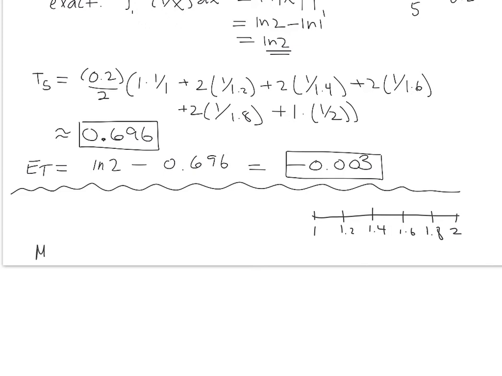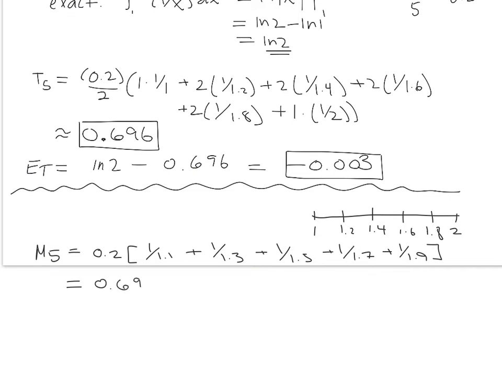So M5, and this formula is just taking delta x times the sum of all the midpoints evaluated in the function. So that will be 0.2, which is my delta x, times 1 over 1.1, plus 1 over 1.3, plus 1 over 1.5, plus 1 over 1.7, and plus 1 over 1.9. And that gives us approximately 0.692.